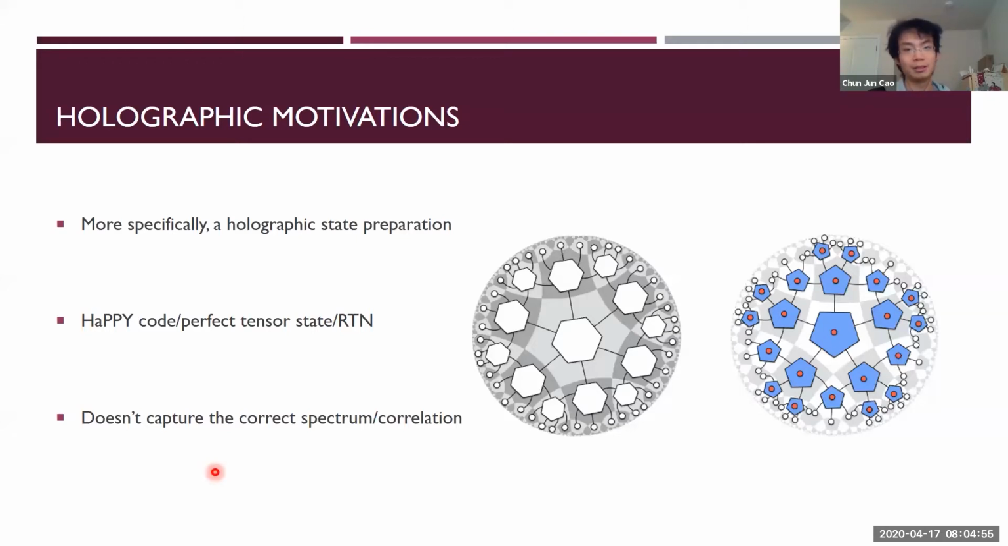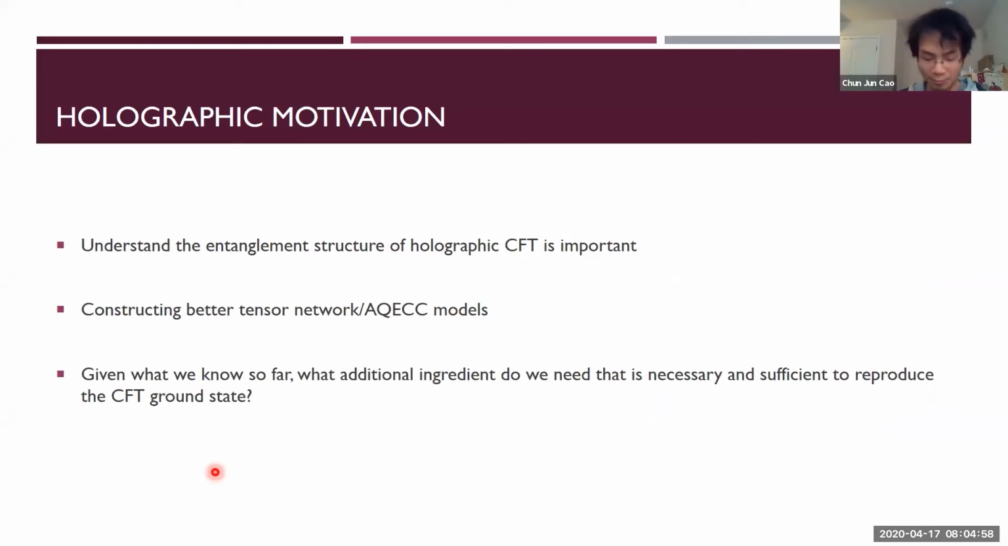Right. So the question, from a field theory perspective, is that it's important to understand how to prepare the conformal field theory on the tensor network, perhaps with the correct entanglement features and so on and so forth. From the gravity point of view, we also would like to understand how this tensor network is tied into the bulk theory, and constructing better models in tensor networks, and perhaps approximate quantum error correction models, will help us do that.